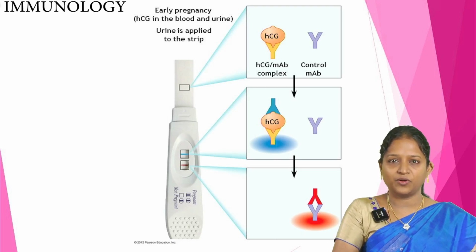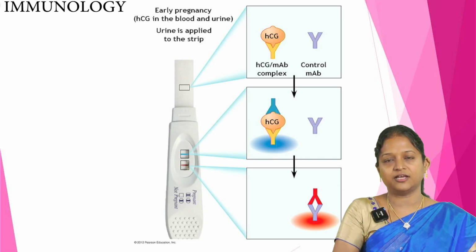And here the monoclonal antibody is raised against HCG. HCG is the human chorionic gonadotrophin hormone, which is produced by the embryo. So, when a woman is pregnant, the fetus produces HCG. So, such an HCG monoclonal antibody will be used to test whether the person is pregnant or not. And in this image, you can see that HCG binds with the monoclonal antibody and makes a complex.